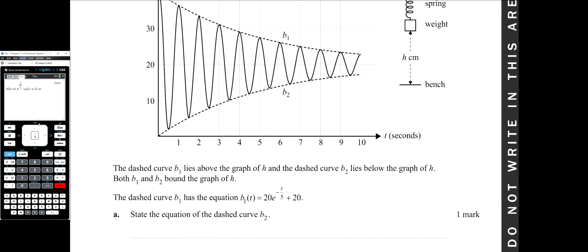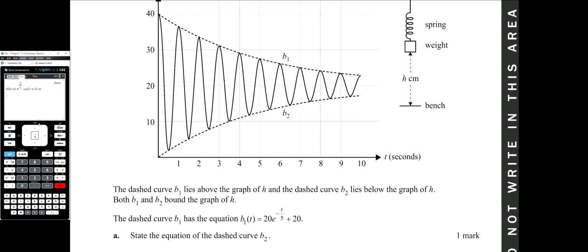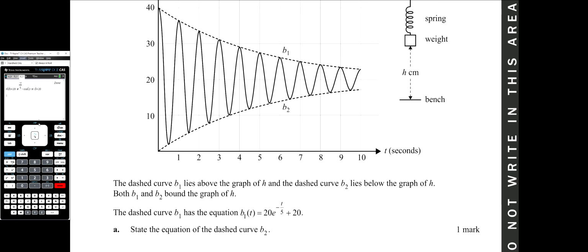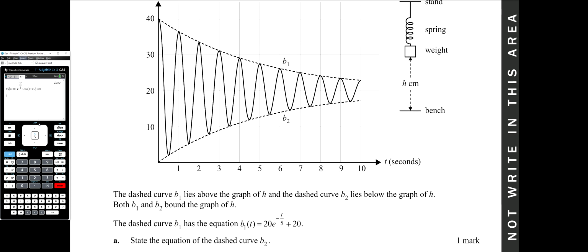So the dash curve b1 lies above the graph of h, and the dash curve b2 lies below the graph of h. Both b1 and b2 bound the graph of h. So what that's saying is the graph of h is completely between the graphs of b1 and b2. So the dash curve b1 has the equation b1(t) equals 20e^(-t/5) plus 20. So it's talking about this particular graph right there. So that is b1. So we need to state the equation of the dash curve b2.